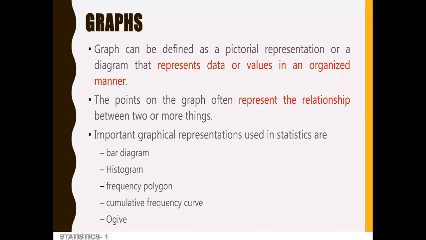In a graph we normally use 2 different coordinates, the x-axis and the y-axis. These 2 different coordinates can represent 2 different relationships. The important graphical representations of data used in statistics are bar diagram, histogram, frequency polygon, cumulative frequency curve, and Ojai curves.